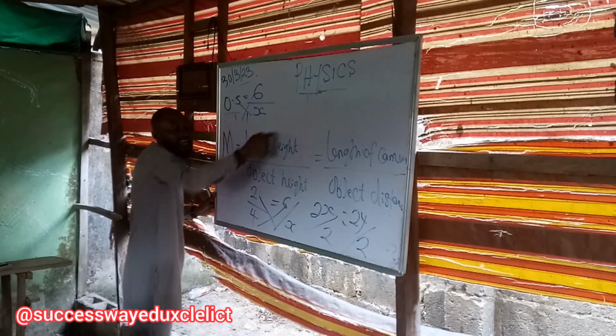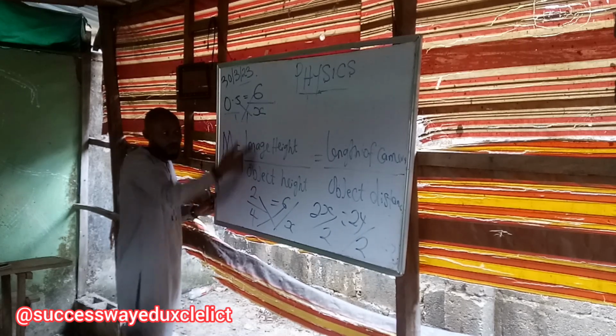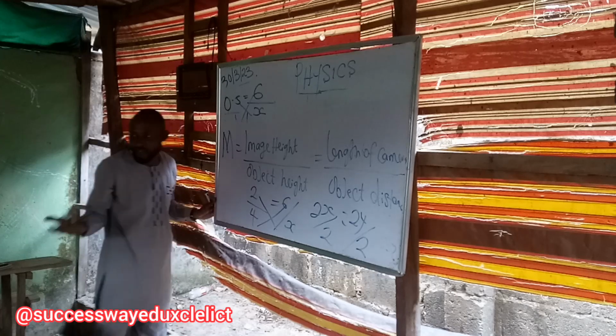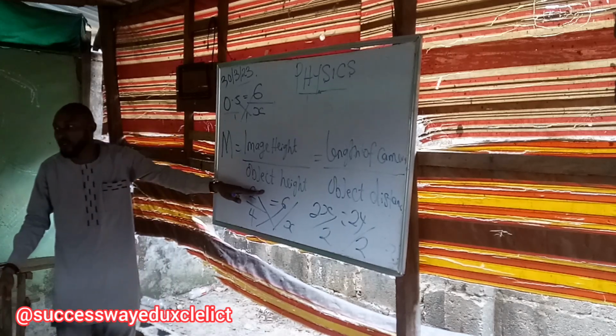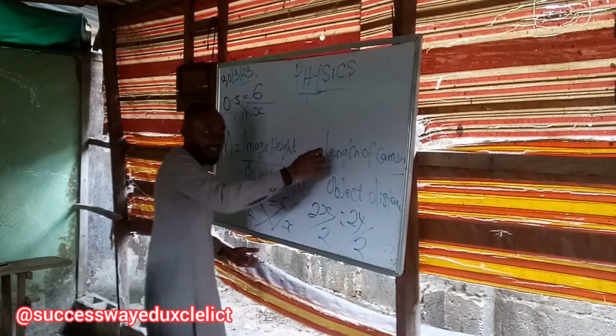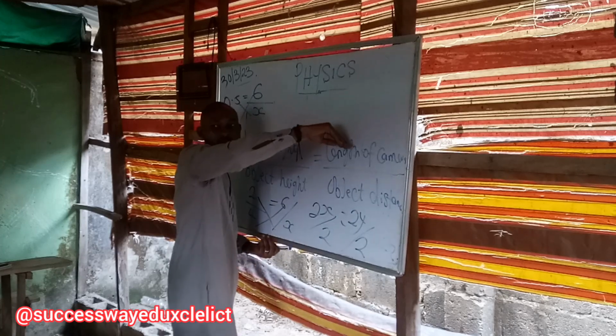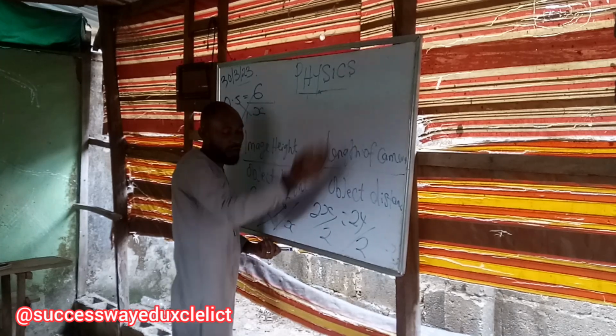You put object height before image here. Object height divided by image height. That is not the formula. It is the image that is coming before the object. And don't mix it up. It is the length of the camera that is coming before the object distance, not the other way around.